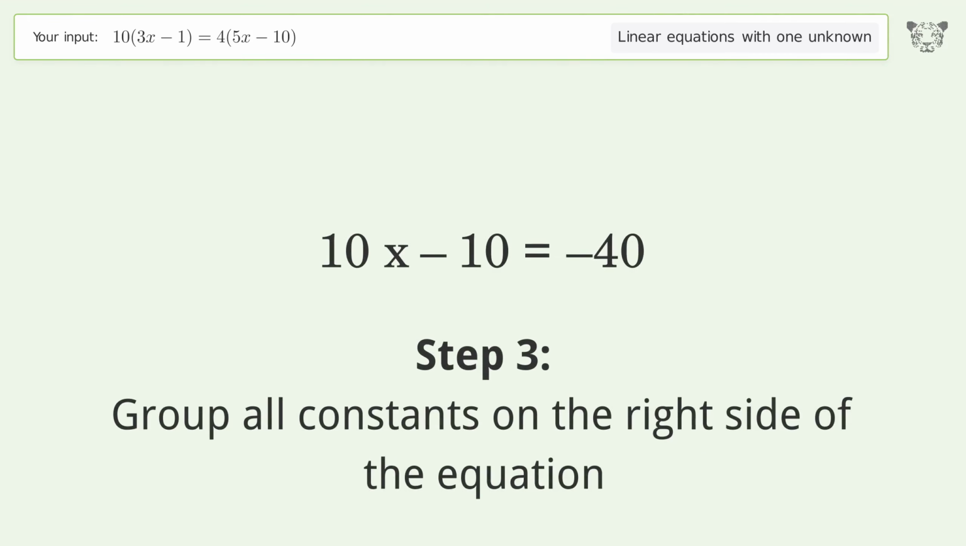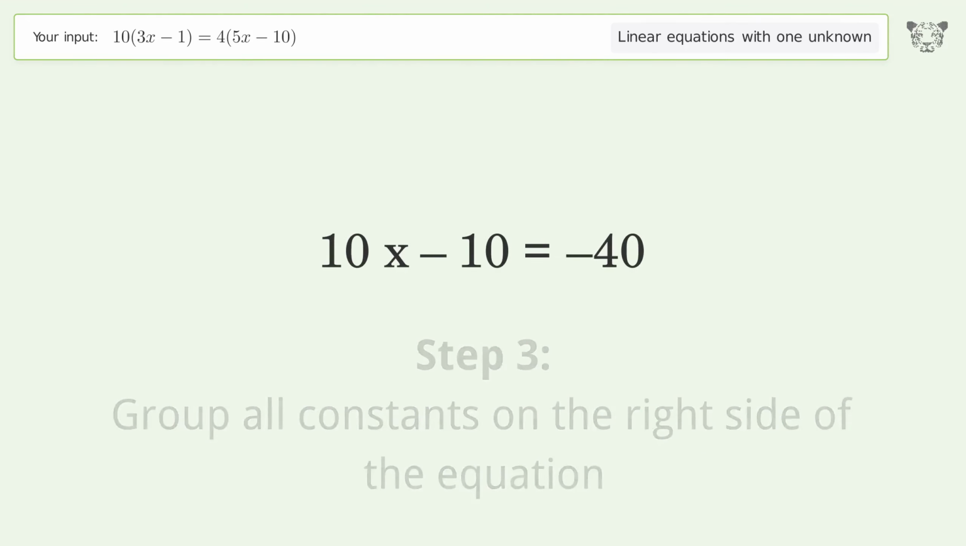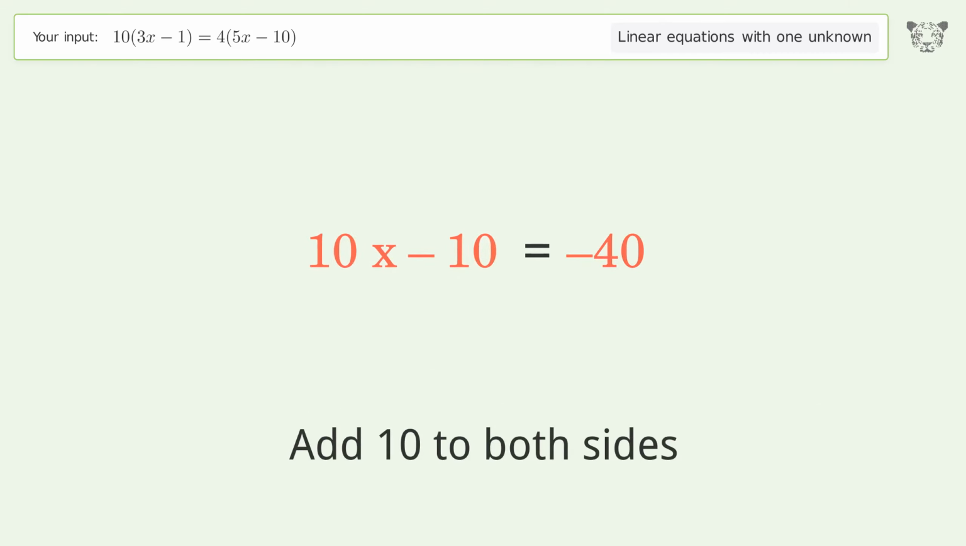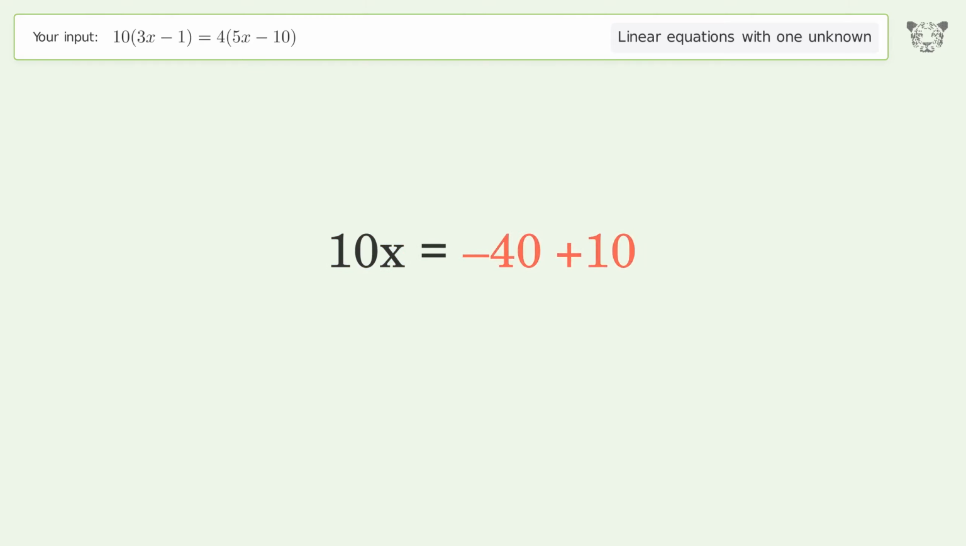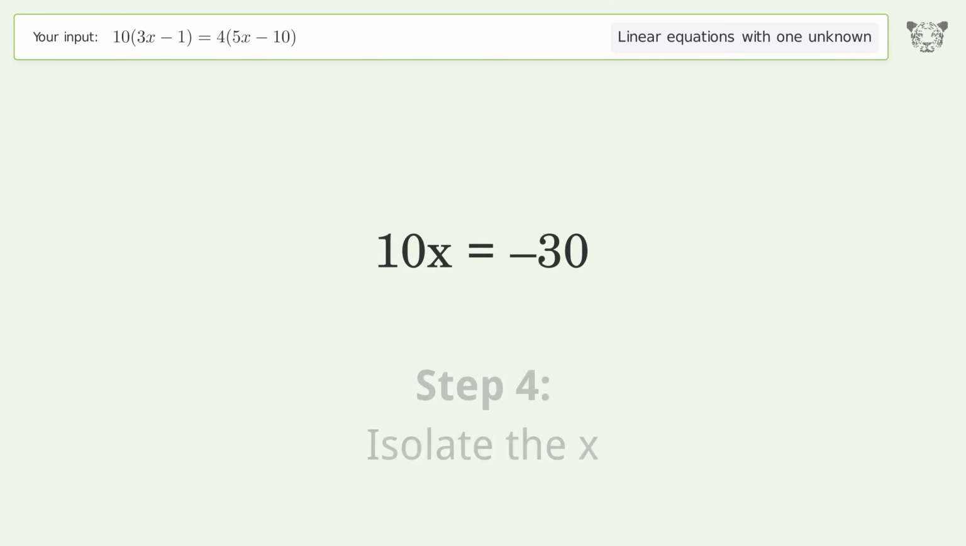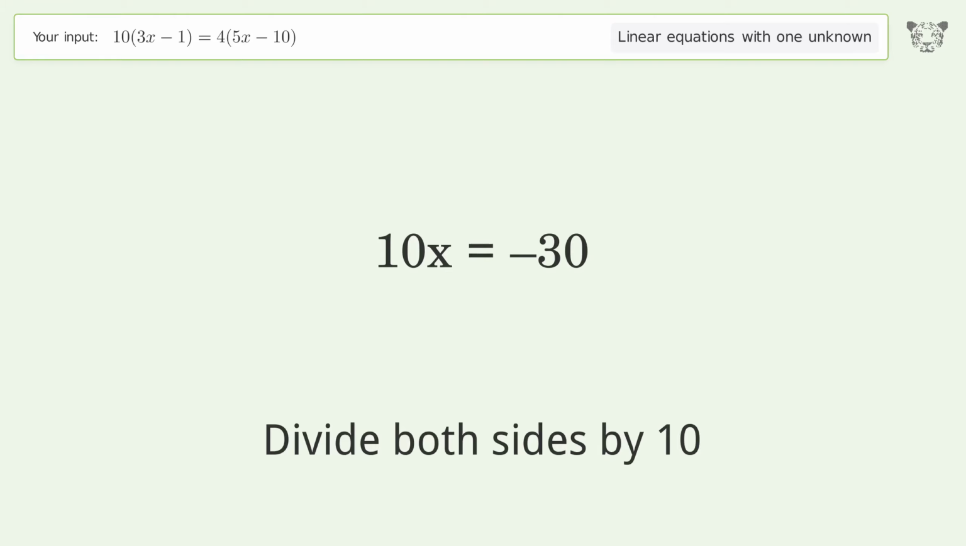Group all constants on the right side of the equation. Add 10 to both sides. Simplify the arithmetic. Isolate the x. Divide both sides by 10.